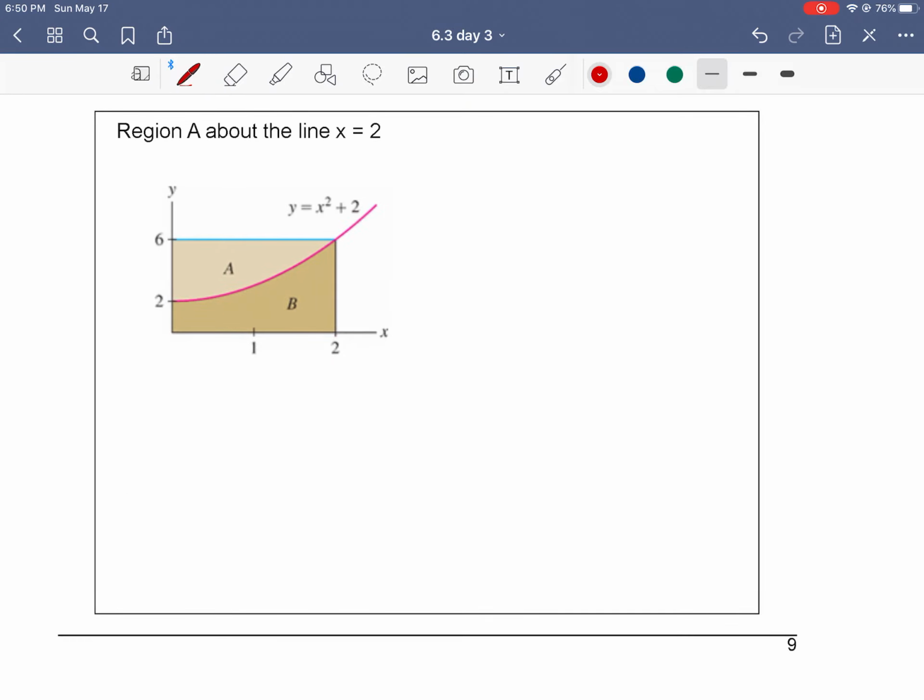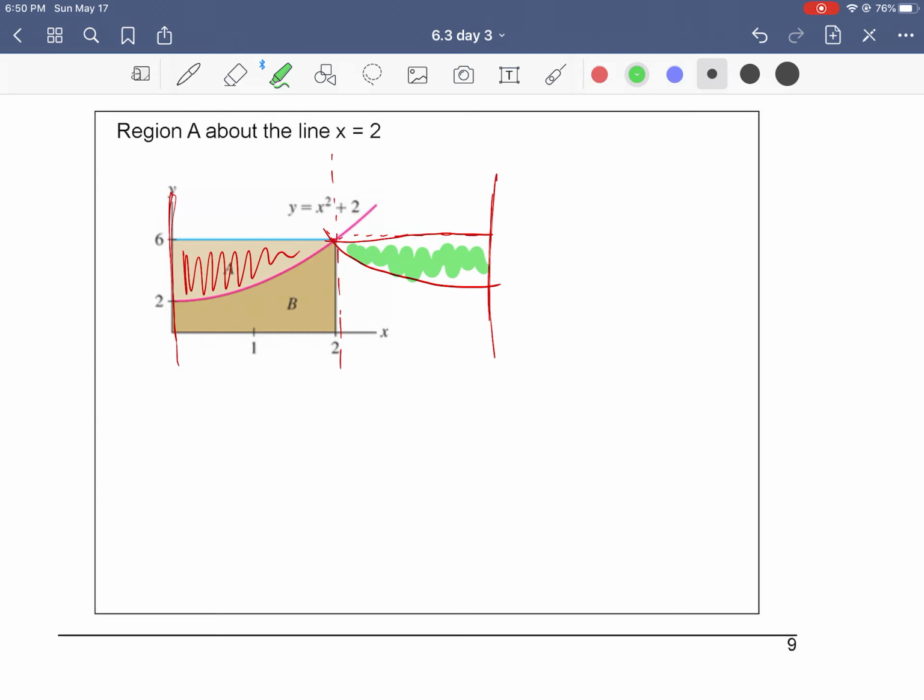Okay. Last one. So now we are going to rotate this about the vertical line x equals 2. Region A again. So we're taking this portion of the parabola and we're reflecting it. And the y-axis is going to reflect with us. So here is the corresponding matching space.